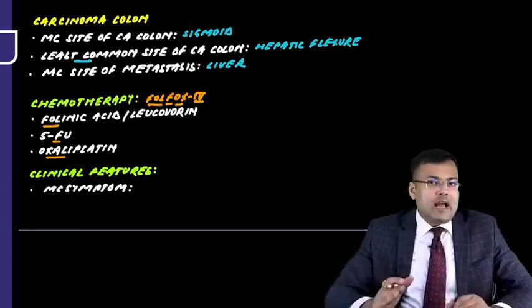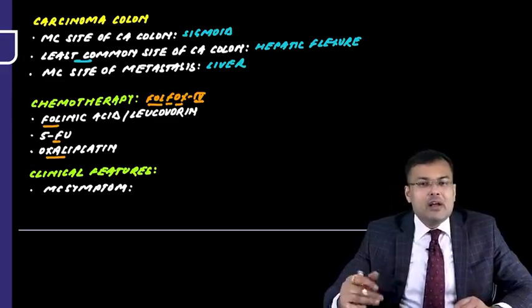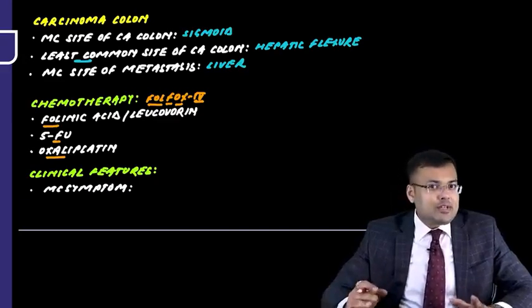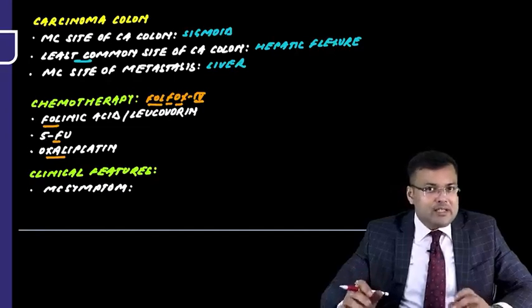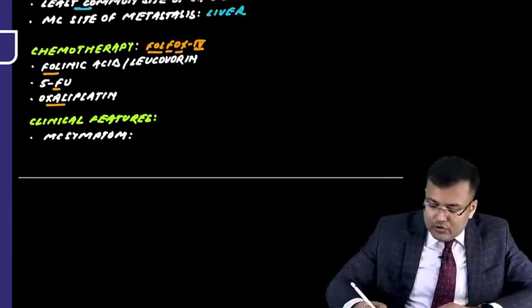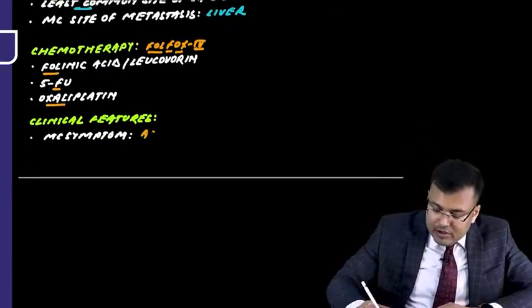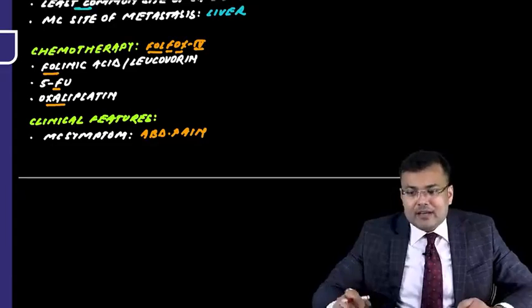You know that in right-sided malignancies, bleeding is more common, and in left-sided malignancies, obstruction is more common. That's why overall most common symptom is abdominal pain. Why? Because the most common site is sigmoid colon. So the most common symptom is abdominal pain because of obstruction. Why? Because obstruction is more common on the left side.